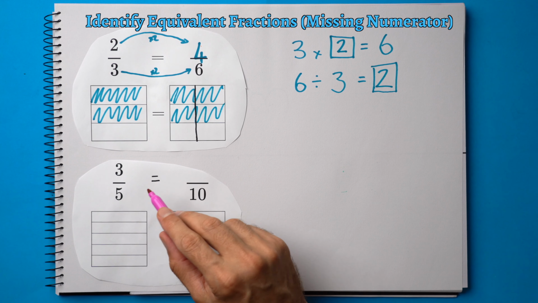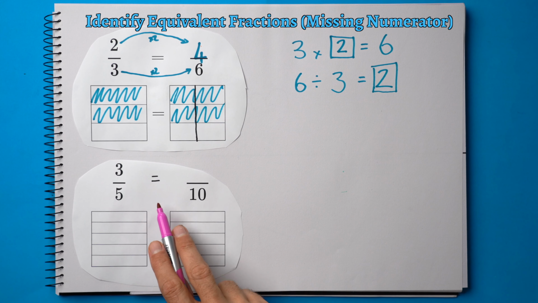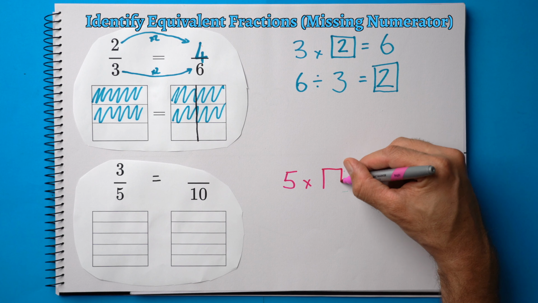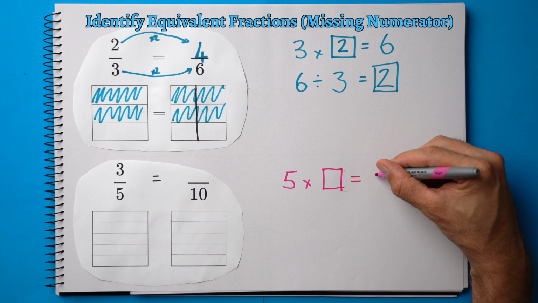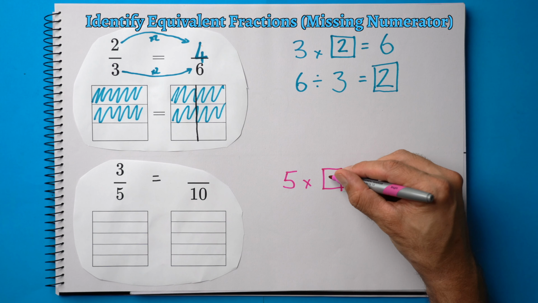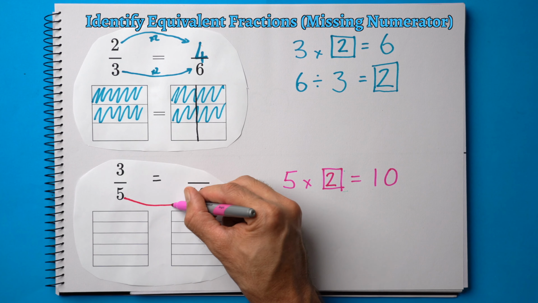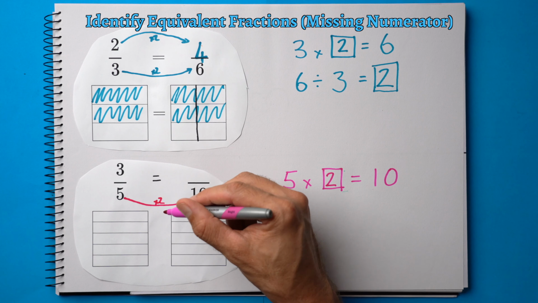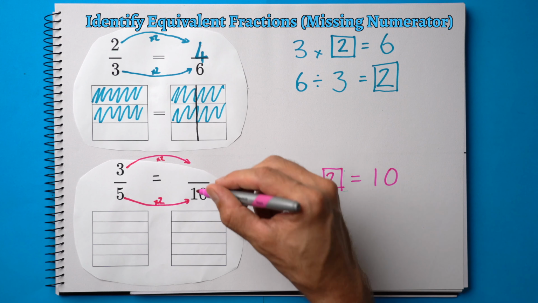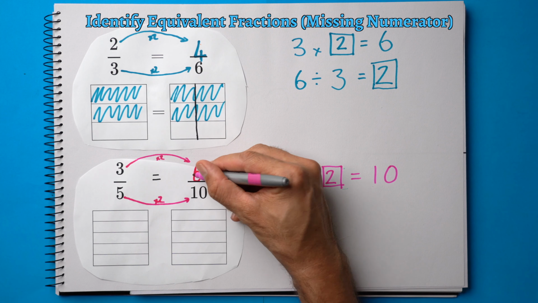This time we've got 3 fifths is the same as don't know over 10. 5 multiplied by what number is going to give us 10? And we might know straight away 5 times 2 is 10. So that means that we've got this going on, times 2, and then of course this has to be the same. And we know 3 times 2 is 6. Let's check it.